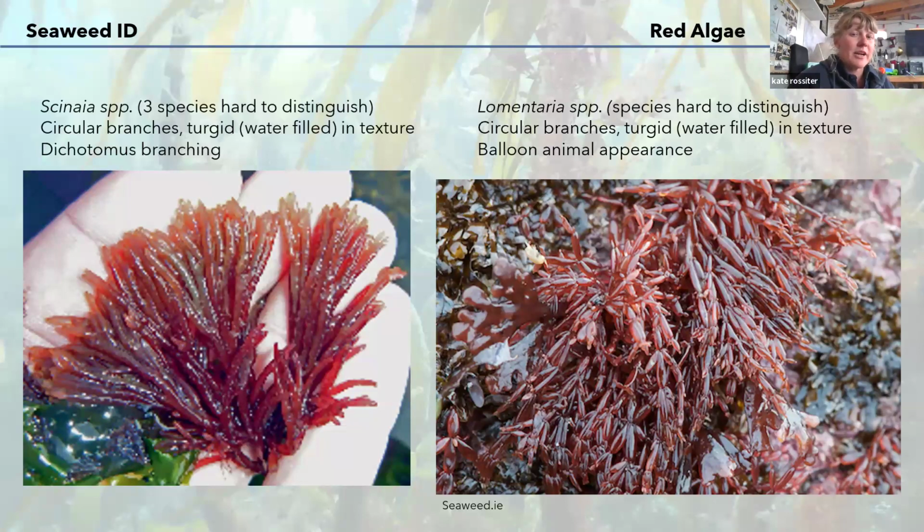Another jellyweed is Lomentaria species. I really like this. This looks more like a balloon animal because it has those pinchings at the branch junctions. Again, circular branching, turgid, but very distinct delineation between, you know, where the branching is.